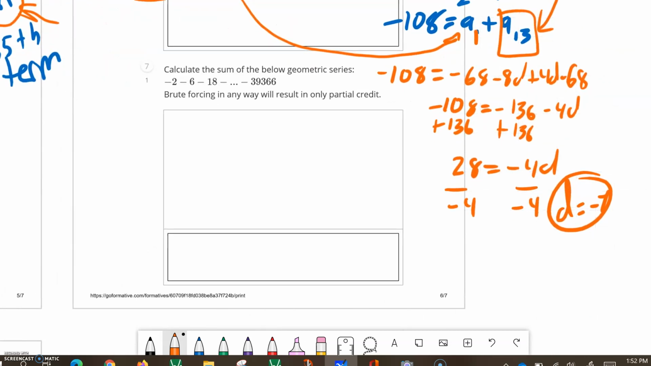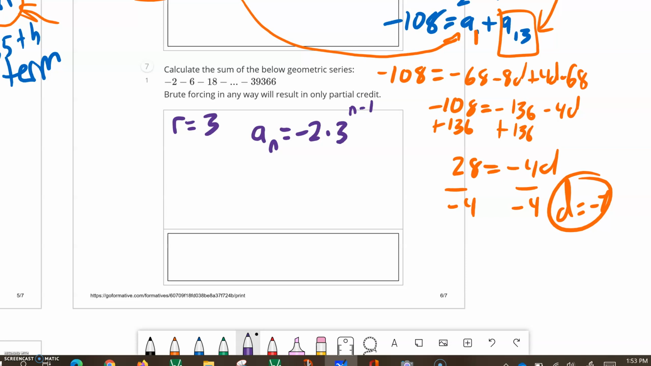This one again isn't terrible, but if you recognize it's geometric, that's a plus. You are multiplying by 3. So if I write out my explicit formula here, this would be my first term. Or let's do it this way. a sub n equals my first term times 3 raised to the n minus 1.